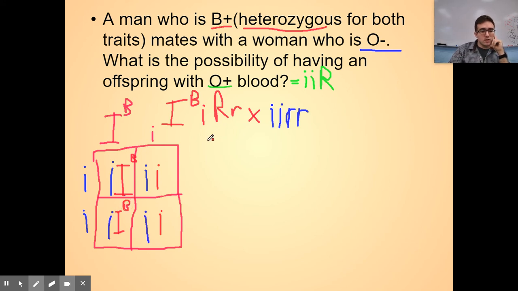So we're looking for little i for the blood type. Well, we have that potential blood type here. Okay. So there's our little i. So it's possible that the kid could be O, could have O blood.